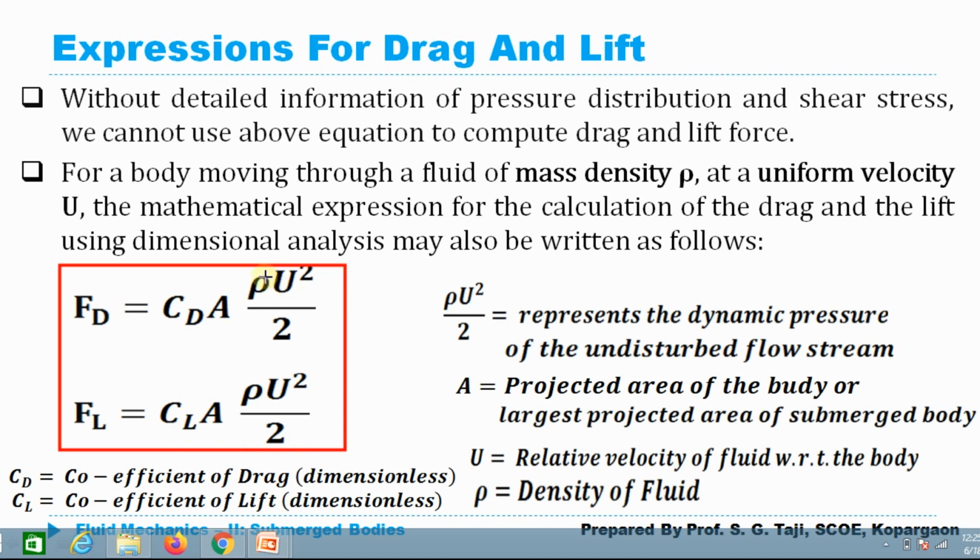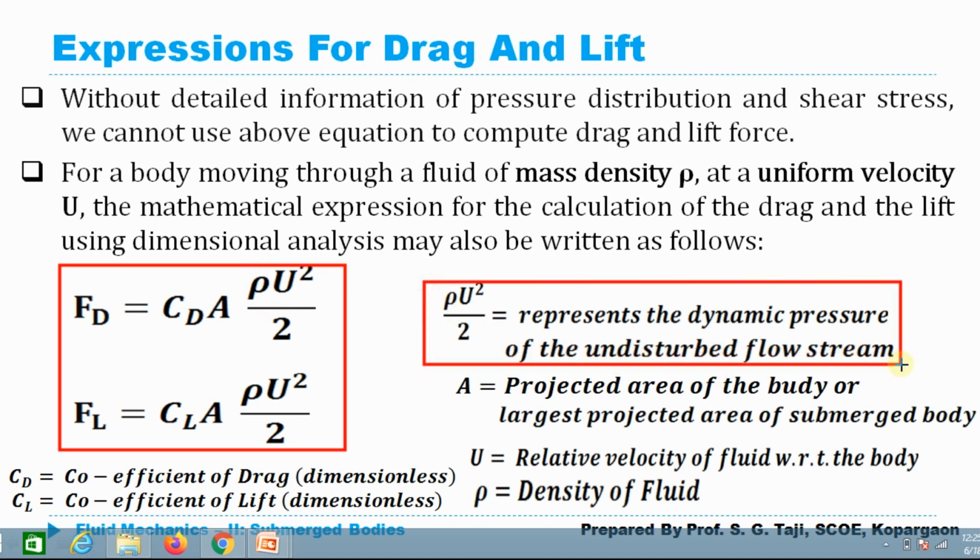where C_D and C_L are the coefficients of drag and lift respectively, and both are dimensionless. Here rho u squared by 2 is the dynamic pressure of the undisturbed flow stream, A is the projected area of the body, or the largest projected area of the submerged body, u is the uniform velocity of the fluid, which you can say is the relative velocity with respect to the velocity of the body if the body is already moving, and rho is the density of the fluid.